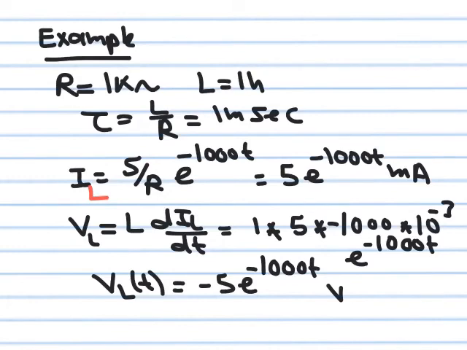How does the inductor voltage look like? Inductor voltage is a derivative of the inductor current multiplied by L. So L is 1. If you differentiate e to the minus 1000 t, you get minus 1000 e to the minus 1000 t. And remember, you have milli here, so I multiply by 10 to the minus 3. So 10 to the minus 3 will cancel with 10 to the power 3. You get a minus sign. So this is how the inductor voltage looks like.